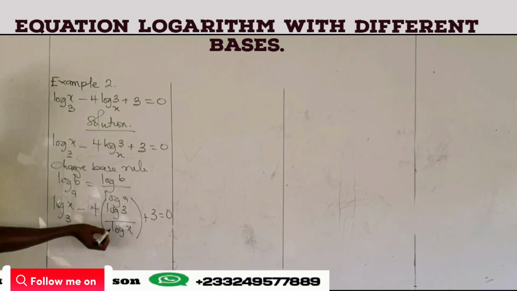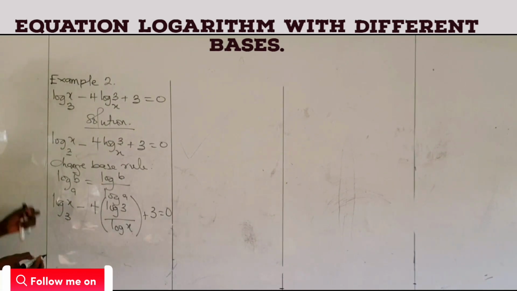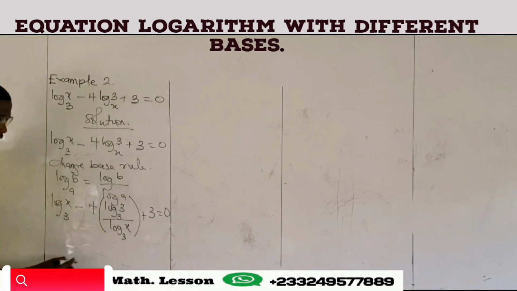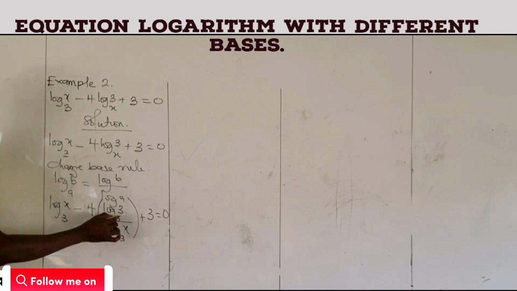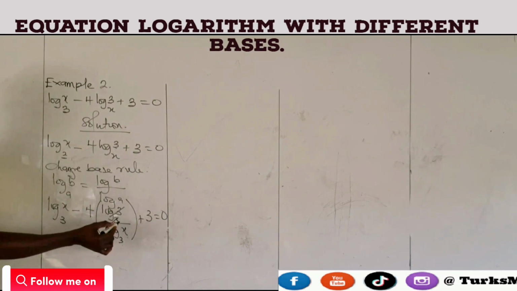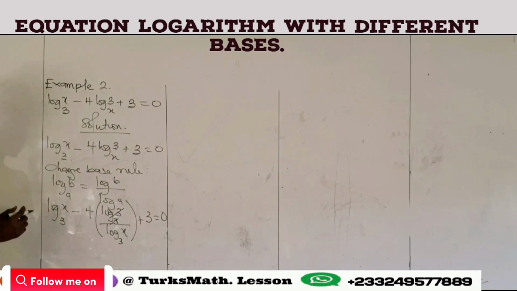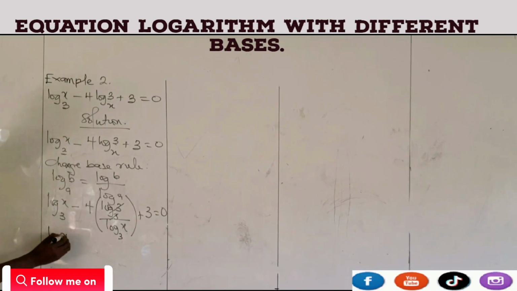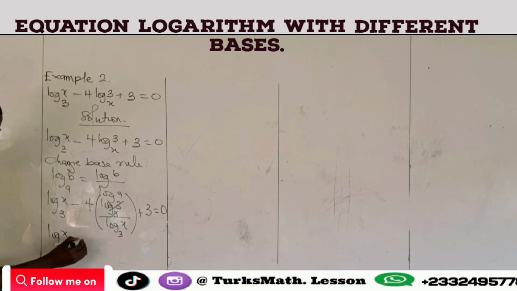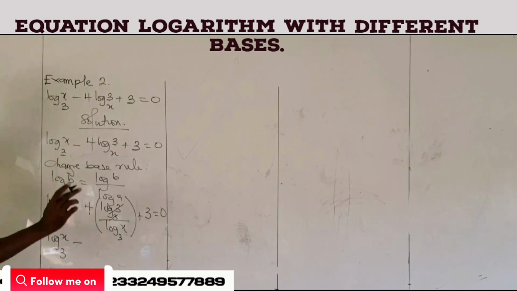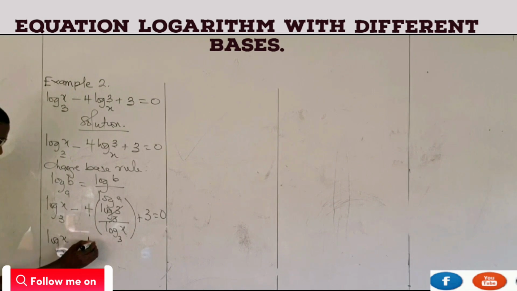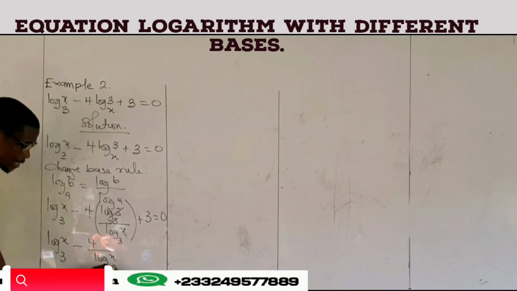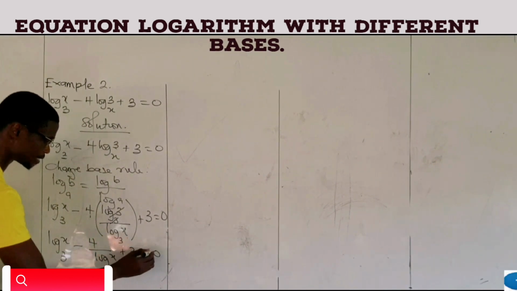Now what base are we going to use? 3, isn't it? We have 3 here, 3 here. Now this will kill this, so we have 1. Are we together? Now we have log x base 3 minus, this one gives us 1, 4 times 1 gives us 4 out of log x base 3, plus 3 equals 0.